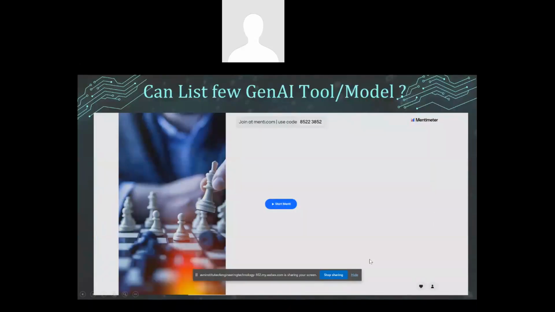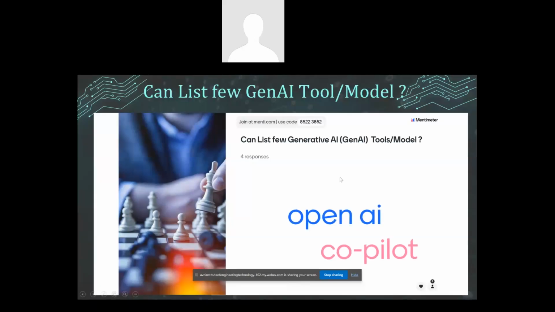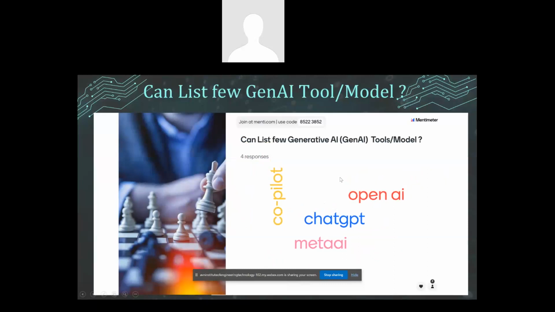Okay, next we are going to see generative AI. If you can list down a few Gen AI tools, like what are all the generative AI tools you are using in your day-to-day lives? So many tools you may use in your day-to-day life, right? Can you list a few tools? OpenAI, ChatGPT, yes. Meta AI, Copilot, yeah.